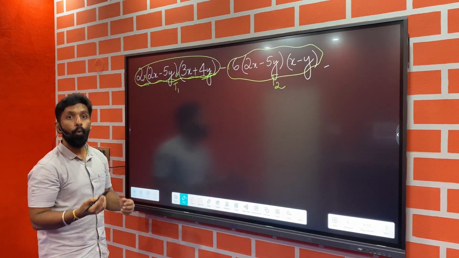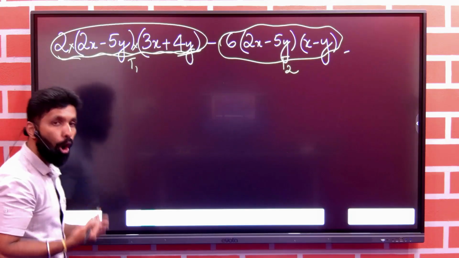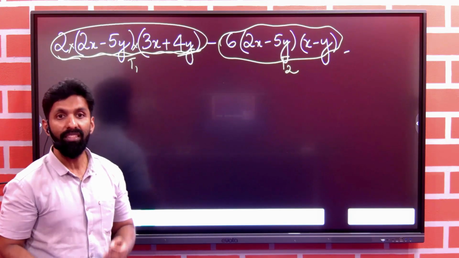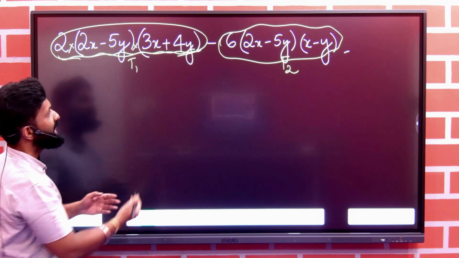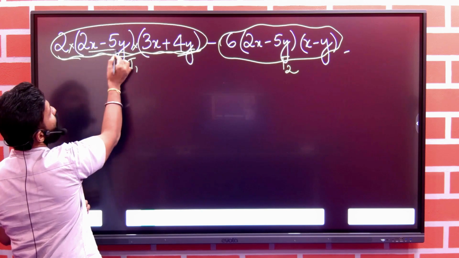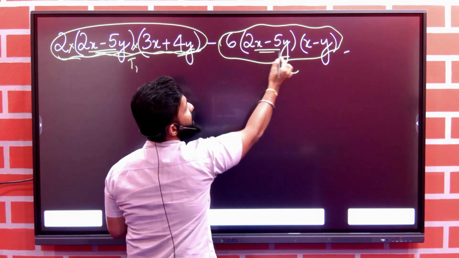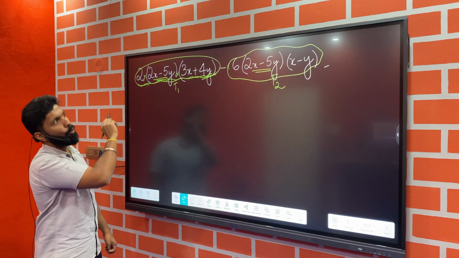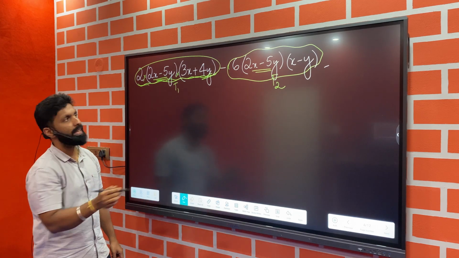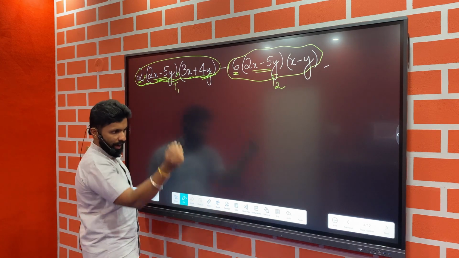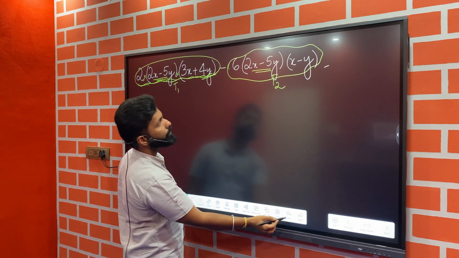So what do I see in common between the first term and the second term? What are the common factors? I can very clearly see 2x minus 5y. Can you see 2x minus 5y common? So what I'm planning to do is take 2x minus 5y. But before that, I can also see something common from 2 and 6. I have done too much marking there.